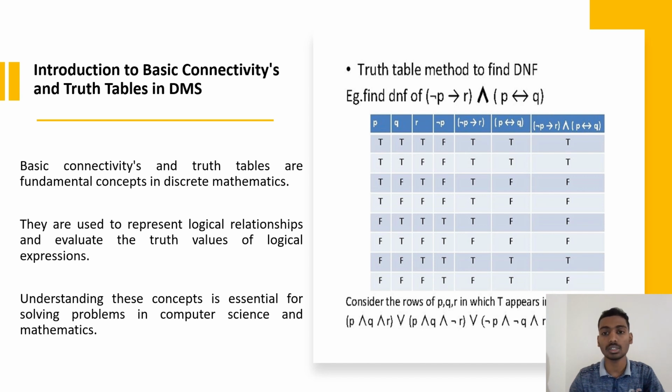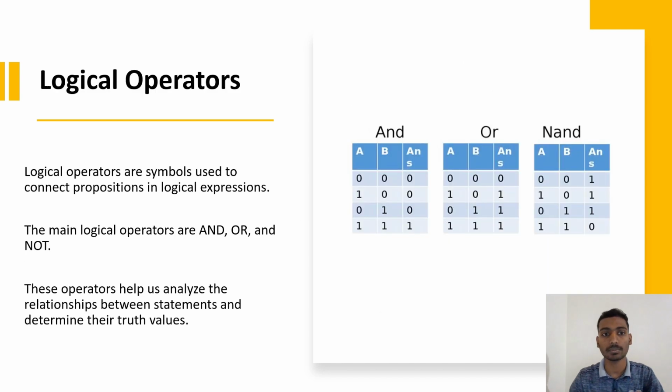This is a truth table. We are going to understand this truth table. Let's move on to the next slide. Logical operators. Logical operators are symbols used to connect propositions in a logical expression. The main logical operators are AND, OR, and NOT. These operators help in analyzing the relationship between statements and determining their truth values.